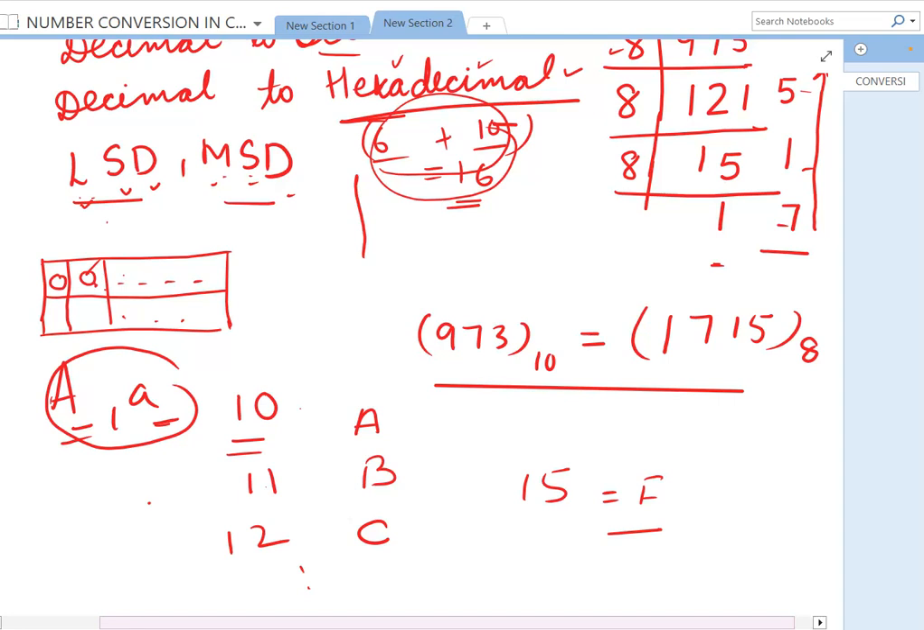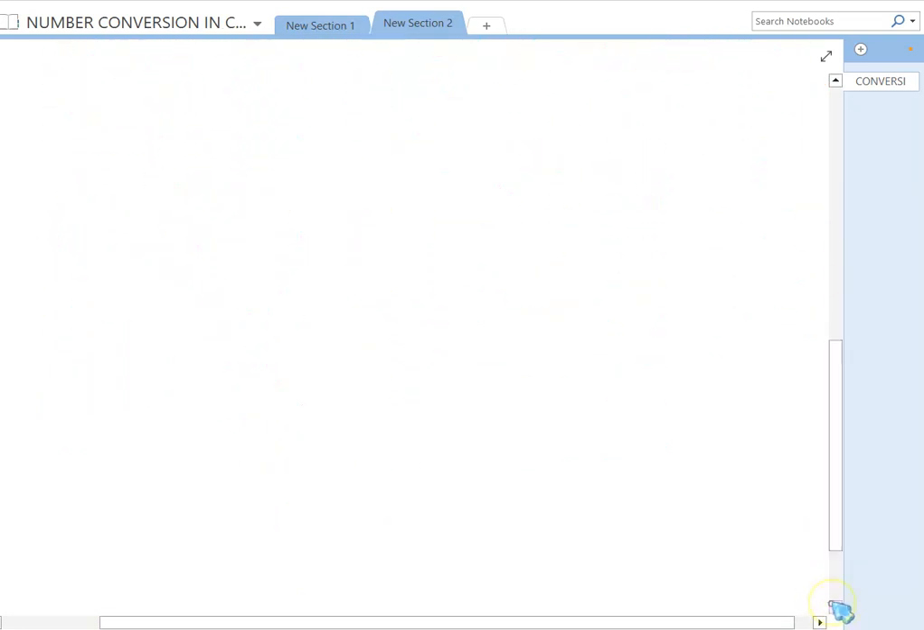So which alphabet will follow? It will follow like A, B, C, D, E, and F. I hope this much is clear. So let's see further. All right, so quickly can we take one example and can we start?